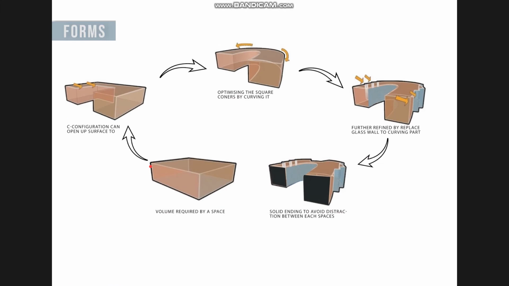So this is the form that I mentioned just now, which is the welcoming language of the building. It is a volume required by a space which is rectangular, and it is formed into a C configuration which can open up the surface to the river. Then I optimized the square corners by curving them, and of course the curvy part has to be transparent to open up the view to the river. The black part that I made solid is to avoid distraction between spaces.